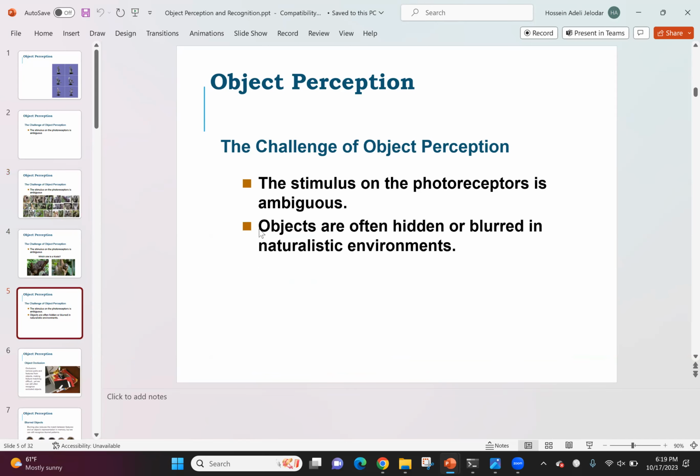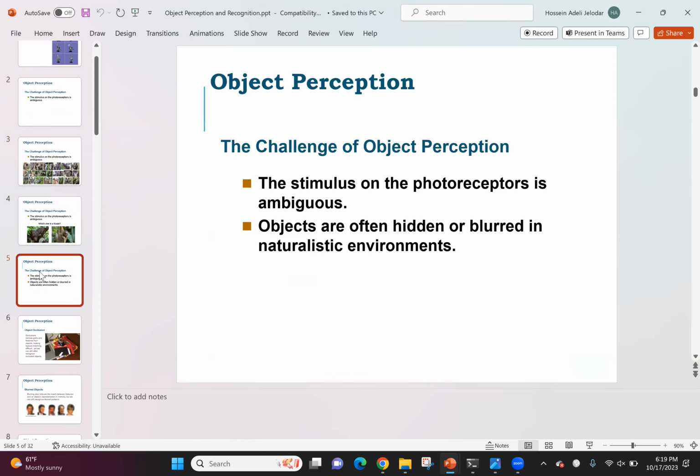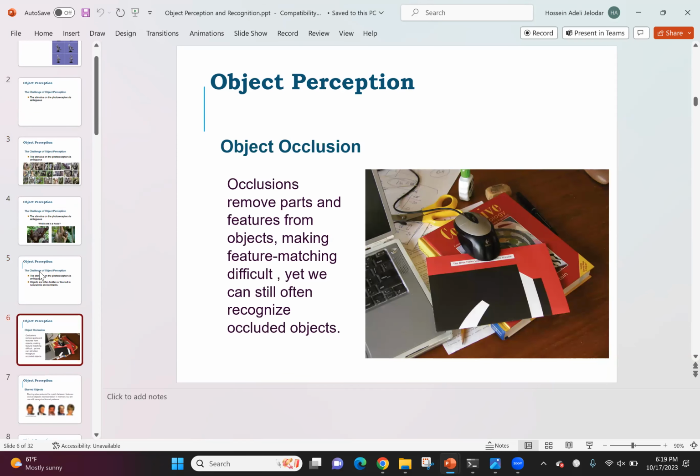If we are in an environment, a lot of the time objects are occluded. They're occluding one another. When you're driving or crossing the road, a lot of the time you just see parts of the car or parts of the person. You don't see the whole thing, but we are still able to recognize them. Occlusions remove parts and features and make it very difficult for us to say, okay, is that the whole object? But again, we're very good at this.